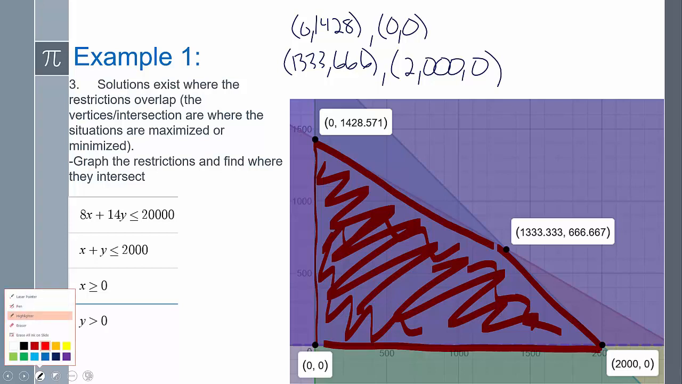And so the vertices are what's important. 0, 0, 0, 1,428, and then this one and this one. I have them all listed right here. Those vertices are the potential for me to either maximize or minimize my scenario. And remember, we were looking at the most profit, so I'm trying to maximize it. And it takes some time entering in Desmos, but we already know how to enter all of that into Desmos or a graphing calculator.